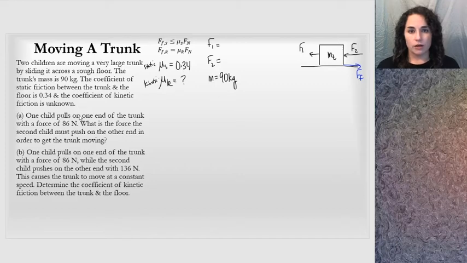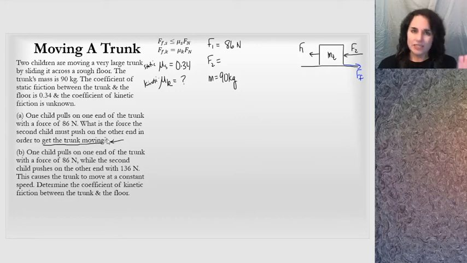Okay. One child pulls on one end of the trunk with a force of 86 newtons. So I can write that down, 86 newtons. What is the force the second child must push on the other end in order to get the trunk moving? Okay, so for me, that's a critical situation, right? Words mean things. And what does that mean? In order to get the trunk moving.